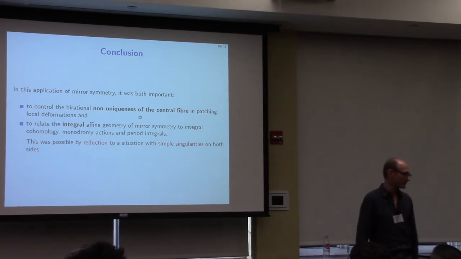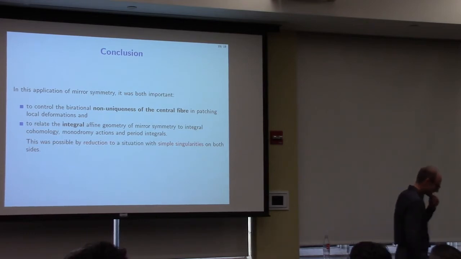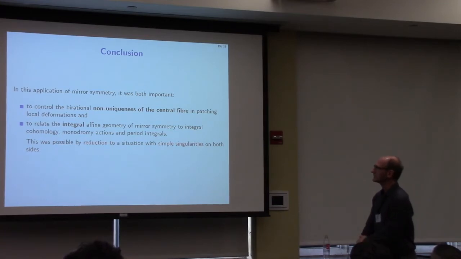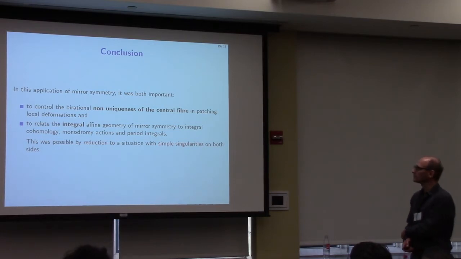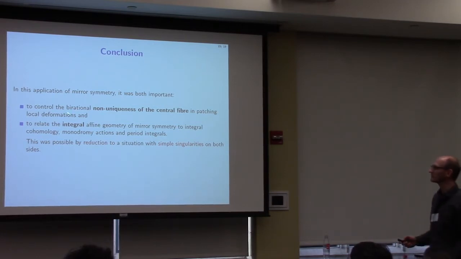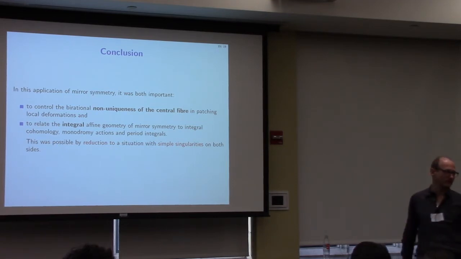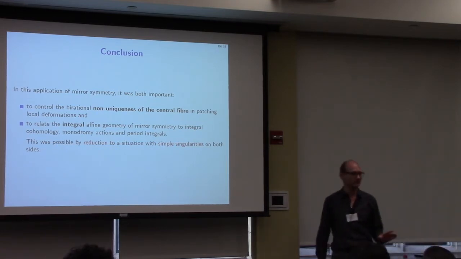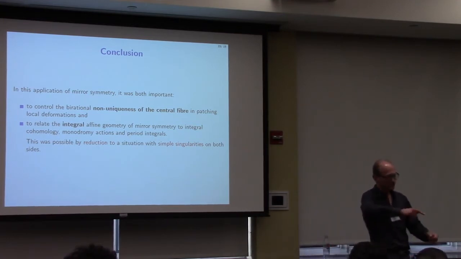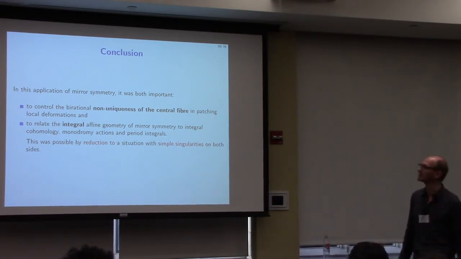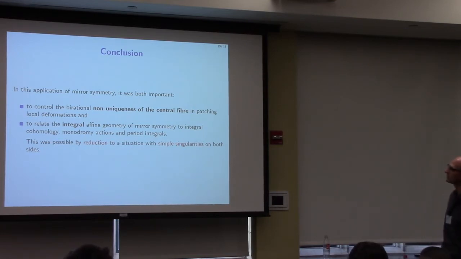So that's my last slide. I think I had two main points in this application of mirror symmetry, two things that are often ignored, that have become very important. The one is the control of this central fiber, and the good control really of the birational non-uniqueness. It was very important that we could control these birational transforms, how these minus one curves moved over, and all these things, and how it works with mirror symmetry.